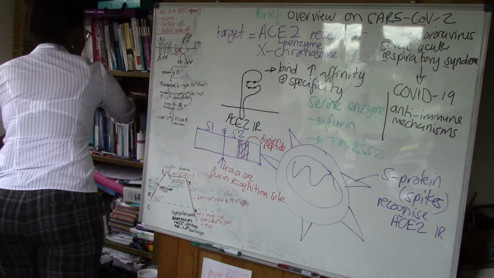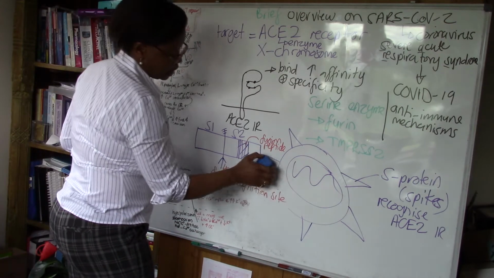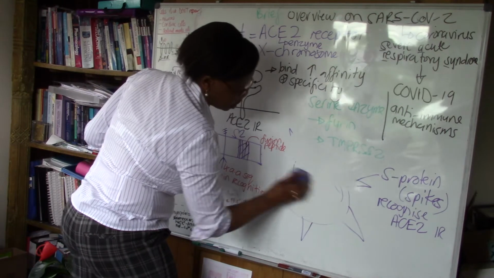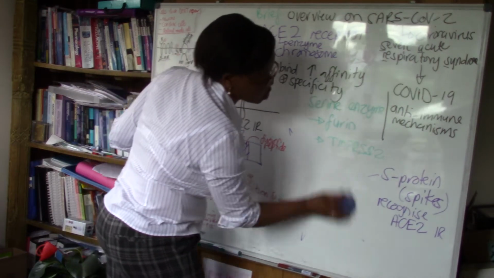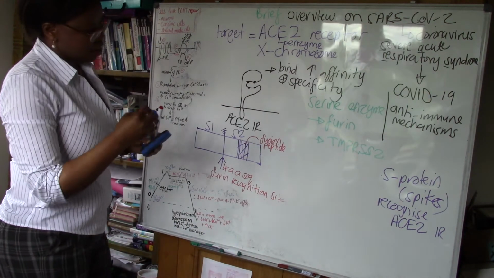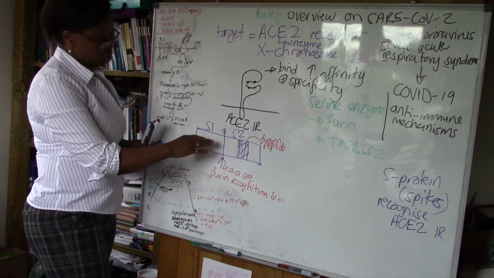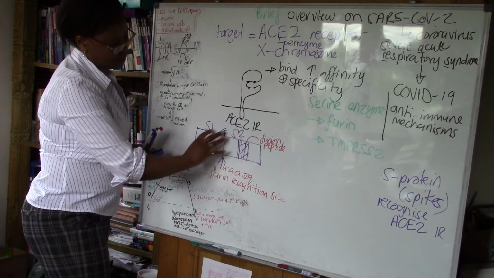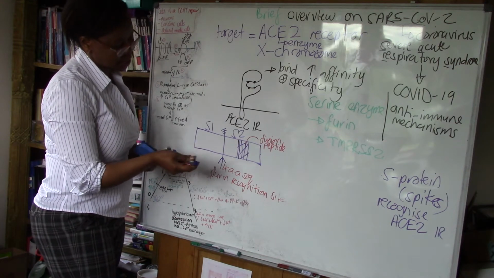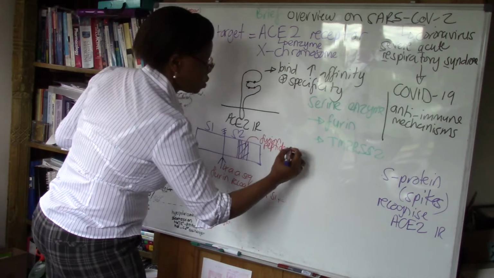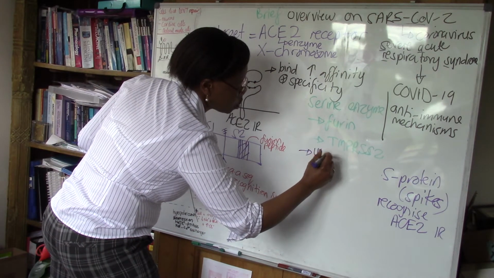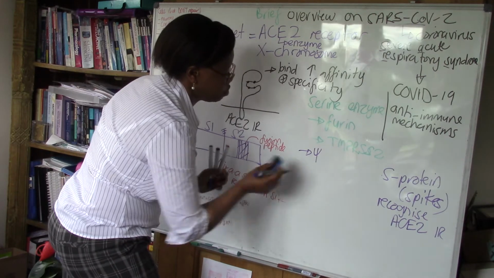And this fusion peptide, obviously, as the name indicates, allows it to fuse with the host proteins. However, the important thing to know about this fusion peptide, indeed the entire S protein, is that it has what we call potential for activation. So it has activation potential.